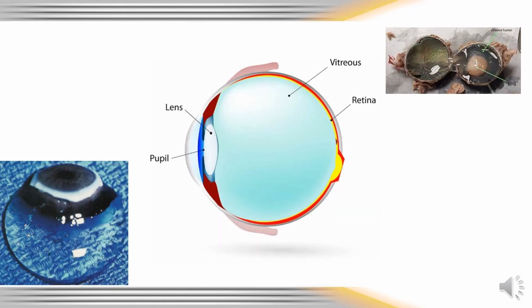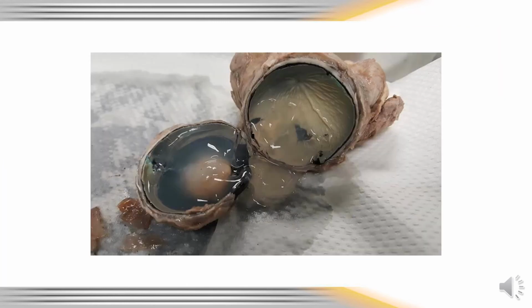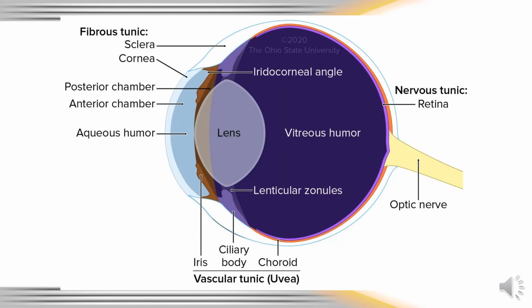This is the anatomy of the vitreous which fills the vitreous cavity. Another photograph delineating the anatomy of the vitreous. This photograph summarizes all the previous slides regarding the ocular coats, the ocular segments, and the ocular chambers.